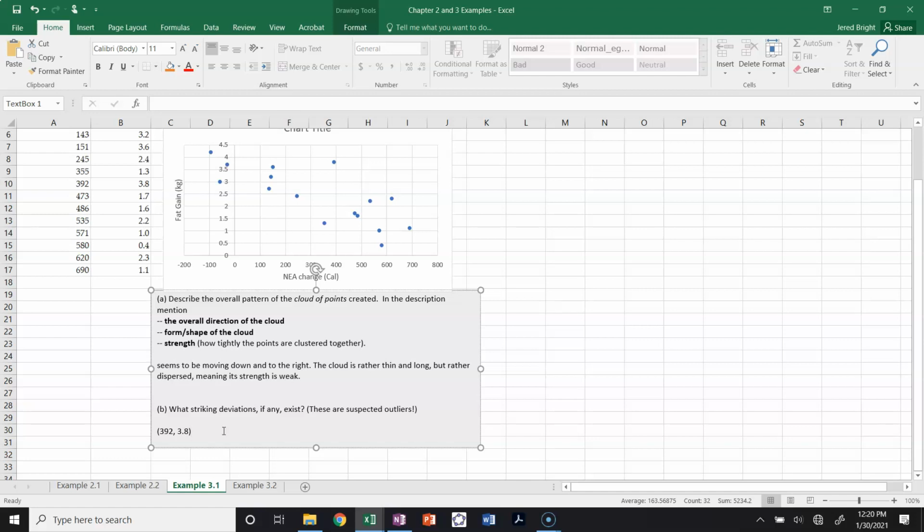That's the idea of how you can make a scatter plot in Excel. Make sure that you have your explanatory variable data on the left side, followed by your response variable data on the right side.